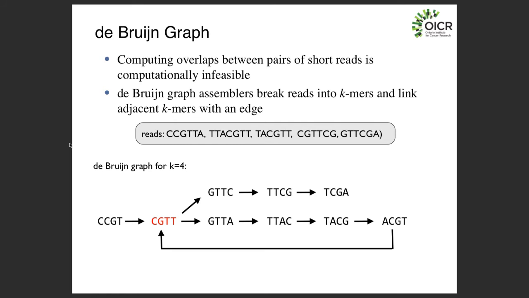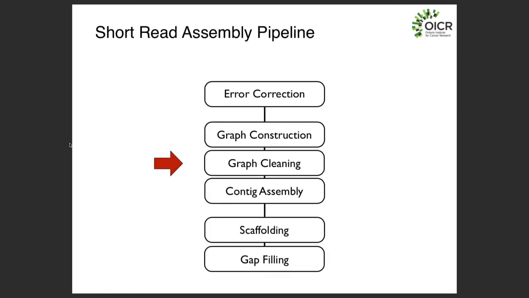Now this graph is interesting. There is actually a unique path that reconstructs it. If you start here, follow this path here, loop back around and go up here, you have a unique construction of the genome. But again, this is just a toy problem. For real assemblies, there isn't usually a unique path that will assemble it.